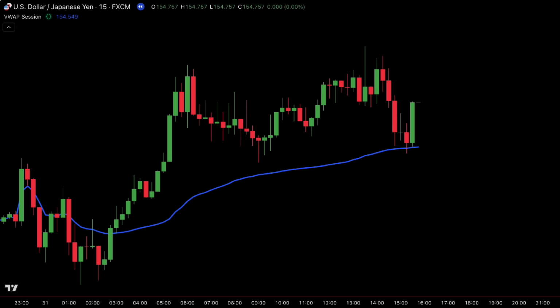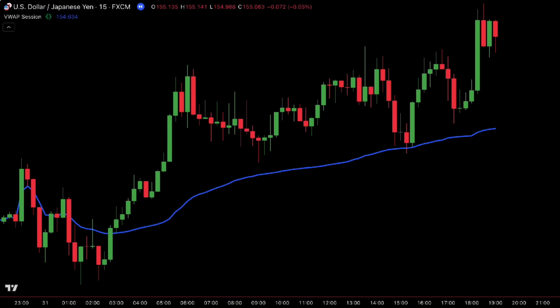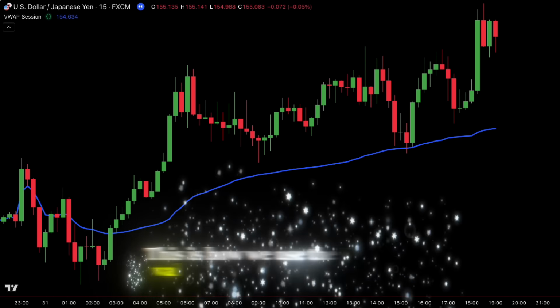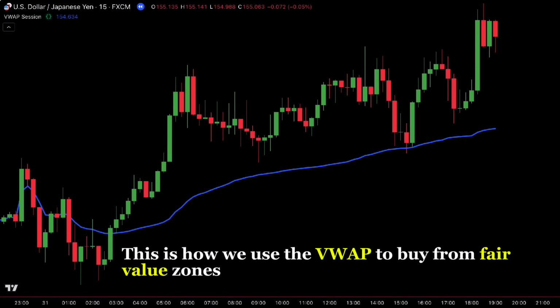Now watch this. The market moves up, just like it should, because now you're no longer chasing, you're positioning like a professional. This is how we use the VWAP to buy from fair value zones.